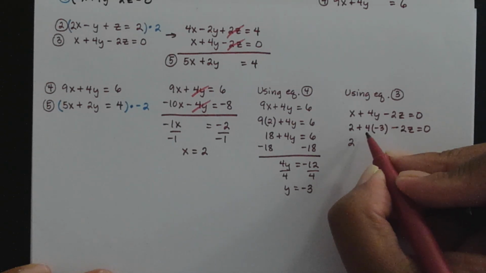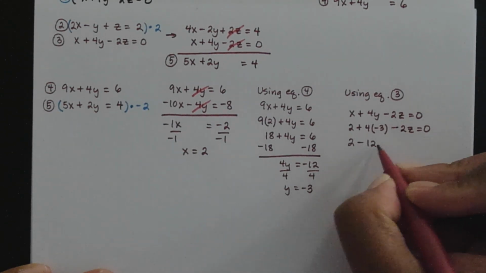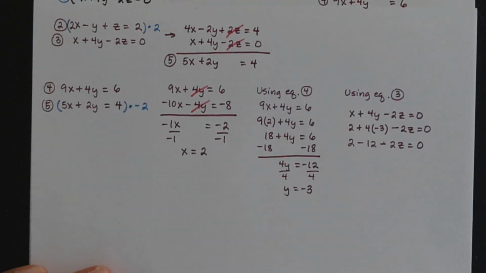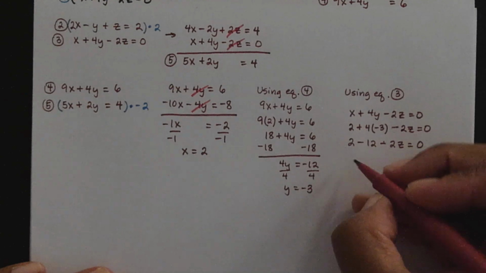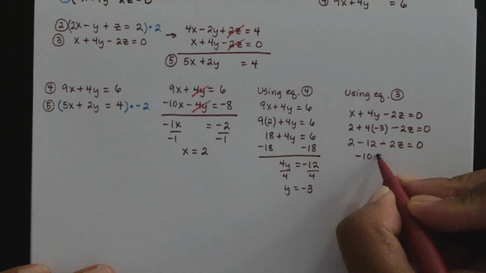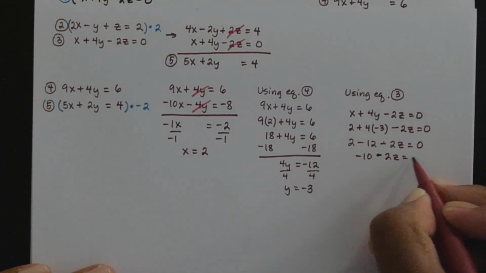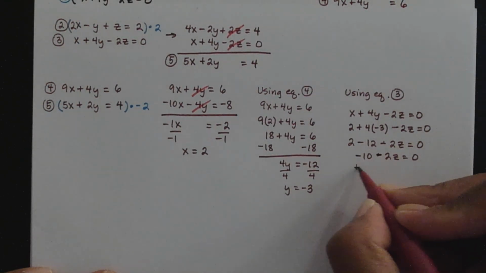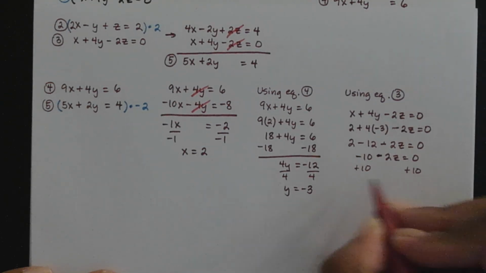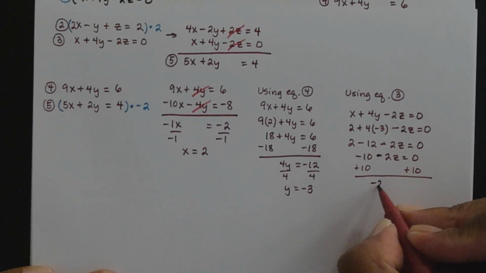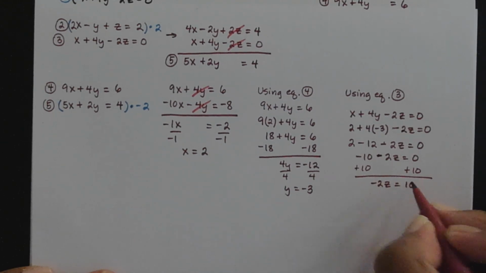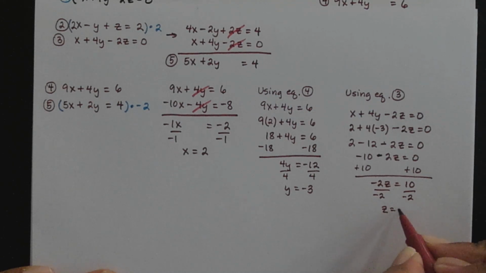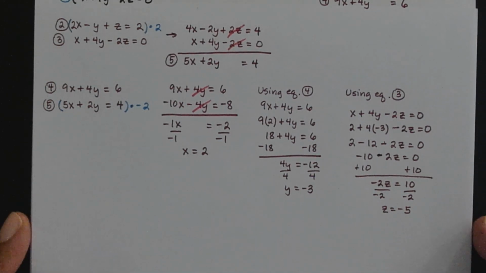So I have 2. 4 times the negative 3 will be minus 12. Minus 2z is equal to 0. And then if I do 2 minus 12, that's going to be negative 10. So it'll be negative 10 minus 2z equal to 0. And then to get negative 2z by itself, I have to add 10 on both sides. So here we got negative 2z is equal to 10. Then finally divide both sides by negative 2. You'll get z is equal to negative 5.